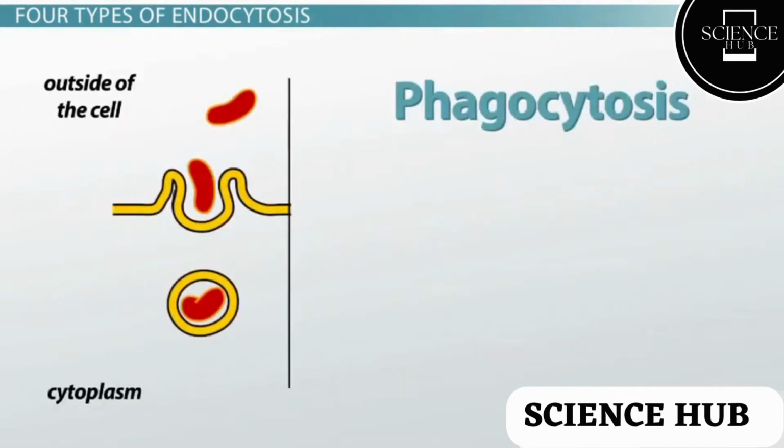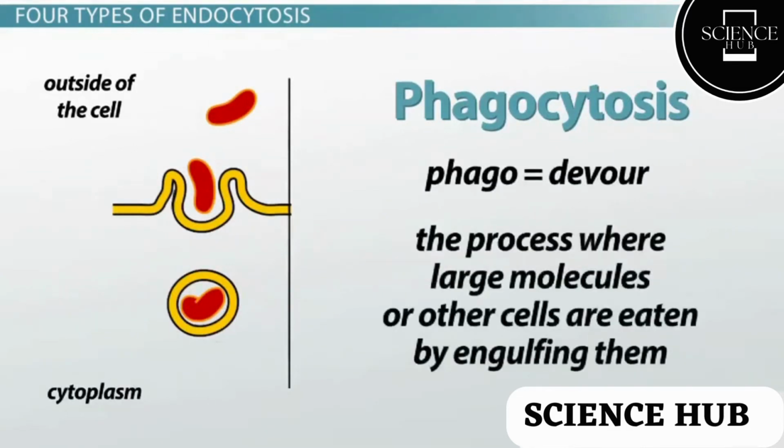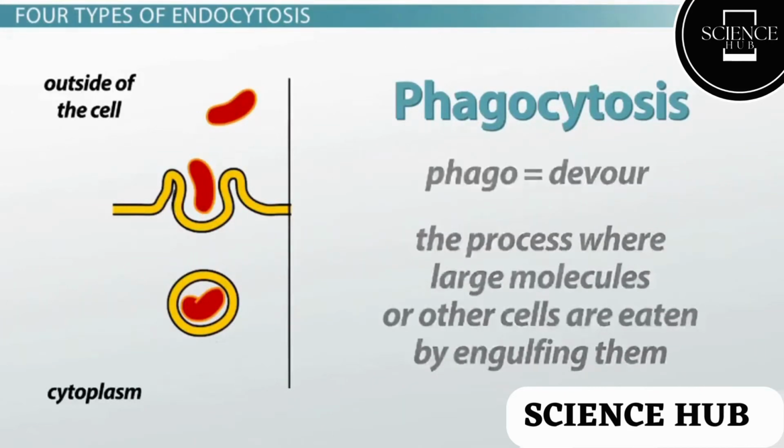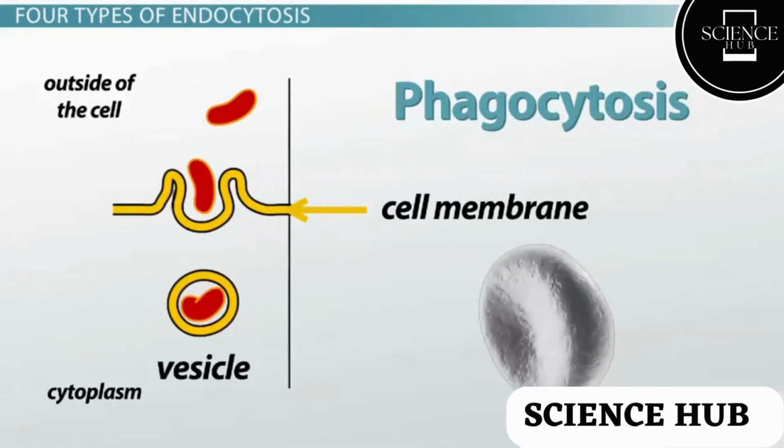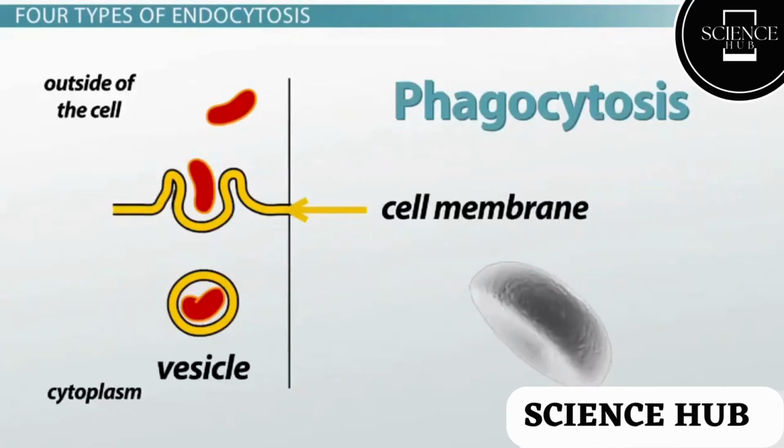The first of the 3 clathrin-based types of endocytosis is phagocytosis. Phagocytosis comes from the Greek word for devour. Phagocytosis is the process where large molecules or other cells are eaten by engulfing them. In phagocytosis, the cell membrane folds around the object to be eaten, creating a vesicle that can then be internalized. For example, a white blood cell in your immune system can eat a foreign bacterium whole in one bite.